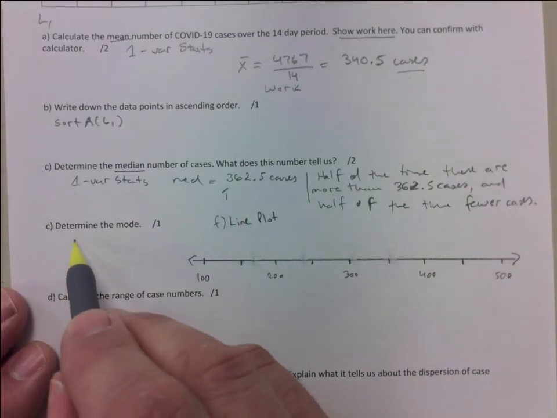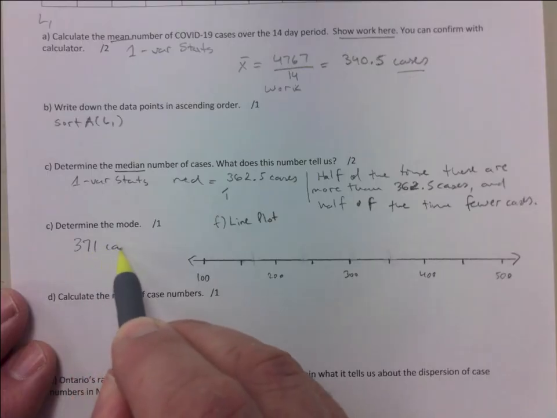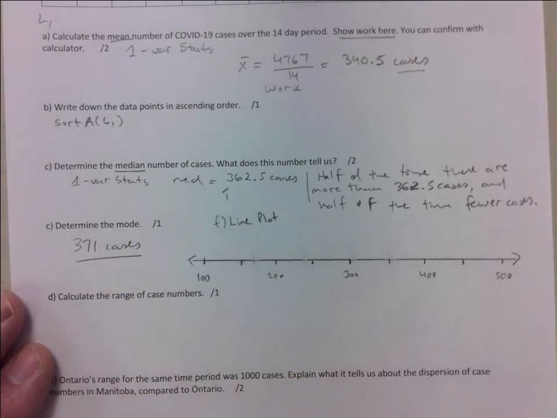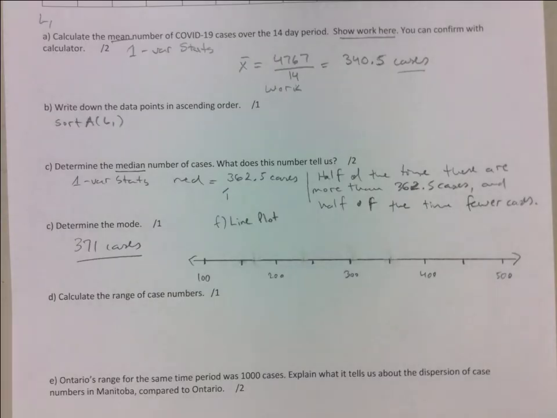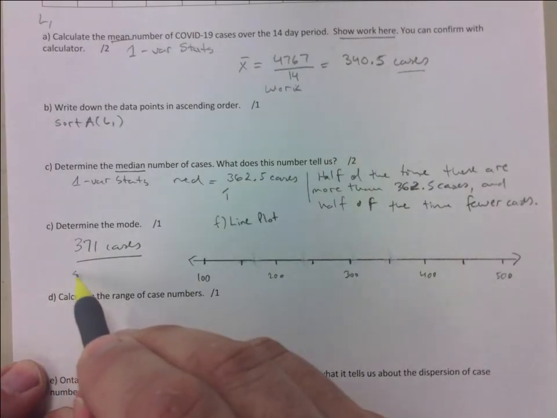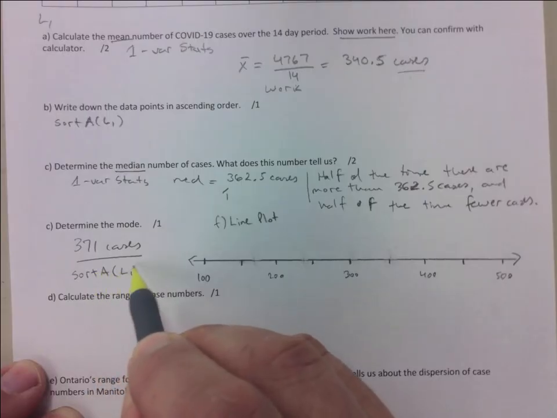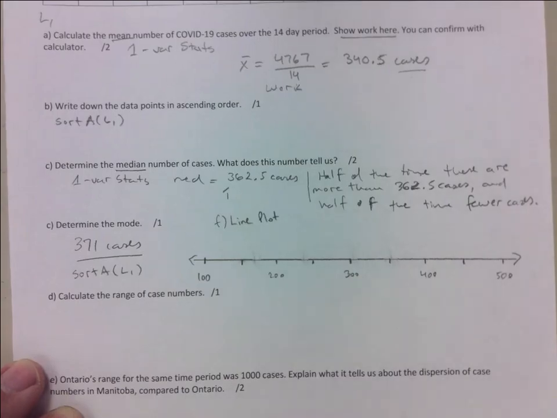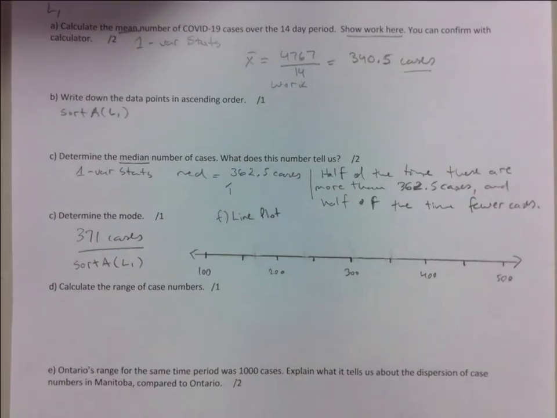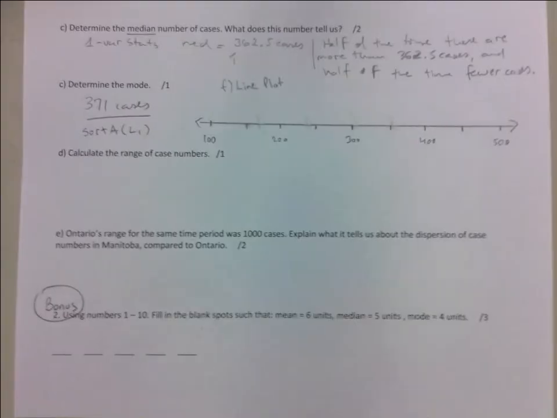The mode here is 371 cases. So that is basically just looking at your sort. I would say sort. You don't have to do this necessarily, but that is a bit of a hint. If you look back at this, I sorted and went through my L1.